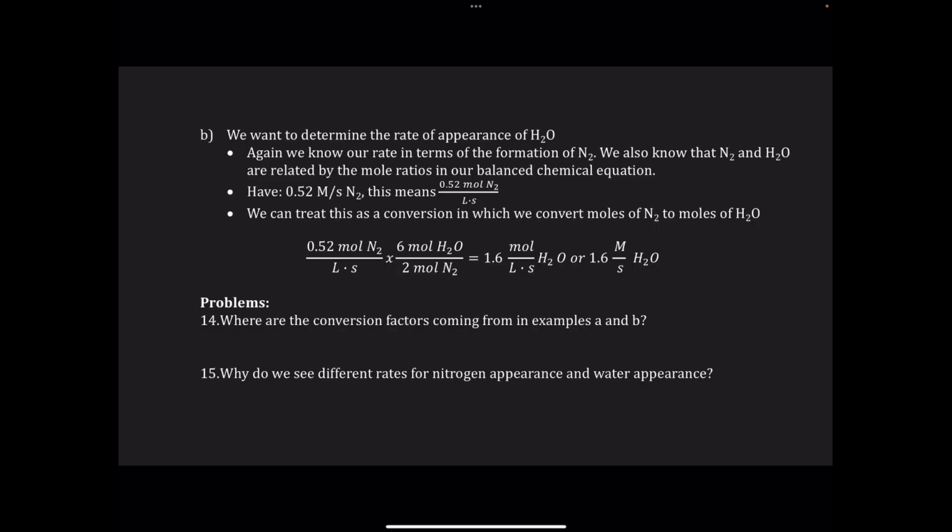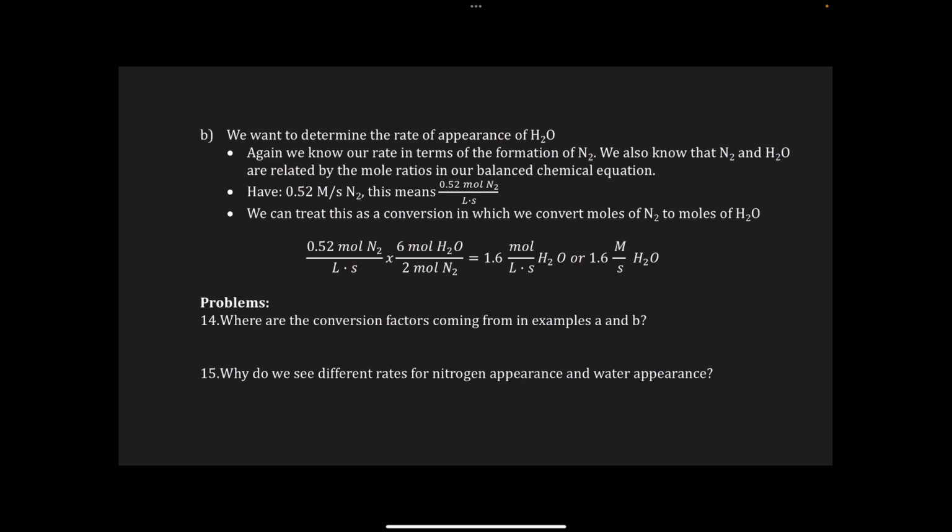So still working with this same example, next we want to determine the rate of appearance of water. So again, we know our rate in terms of formation of nitrogen. We also know that nitrogen and water are related by the mole ratio in our balanced chemical equation. We have 0.52 molarity per second for the nitrogen. So again, that means 0.52 moles of nitrogen per liter per second. Now we want to stick with using the number that we were given because we already are certain of that number. Now, we can treat this again as a conversion in which we convert moles of nitrogen to moles of water.